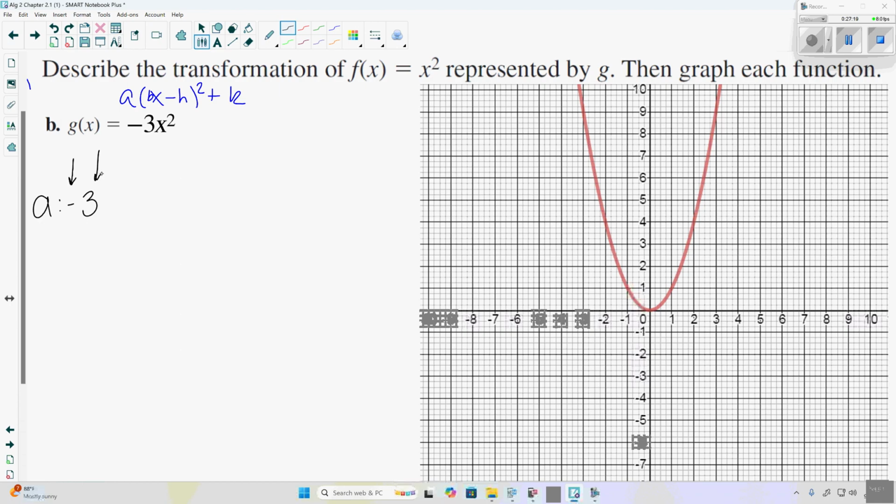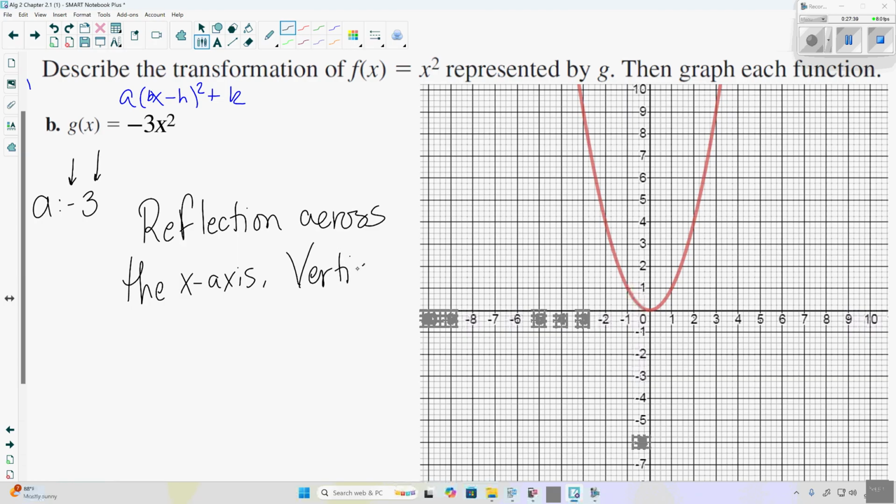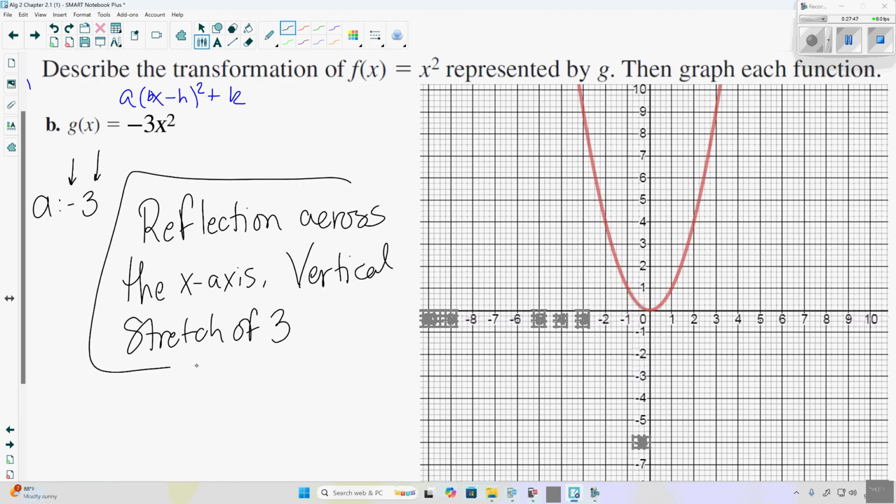We have 2 transformations. We have the negative and we have the 3. The negative would be a reflection across the x-axis. And the 3 would be a vertical stretch of 3. With our vertical stretch or shrink, horizontal stretch or shrink, we do have to put the amount that we stretch or shrunk the function by.